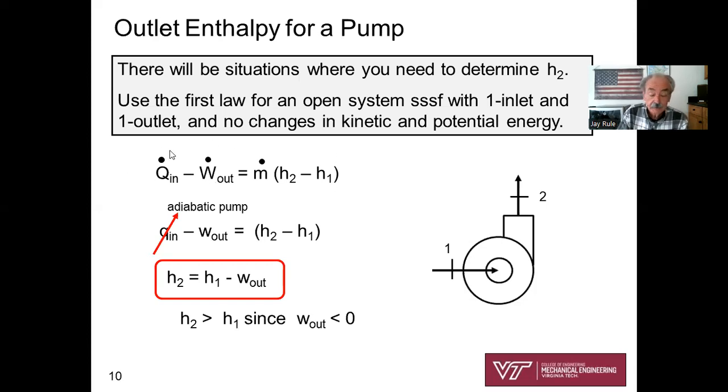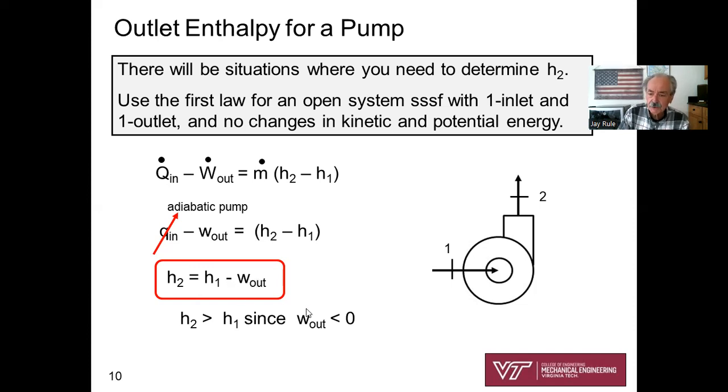We'll start out with the statement of the first law for any open system, steady state, steady flow, one inlet, one outlet. First law, you shouldn't have to go to a formula sheet for this. You should know this in your head. Now for the pump. The pump is going to be considered adiabatic, fully insulated, so we'll strike it. We divide both sides by m dot to get little q in minus little w out equals H2 minus H1. Little q is going to be 0. Consider the pump to be fully insulated. So we can solve now for H2 as a function of H1, the inlet, minus w out.